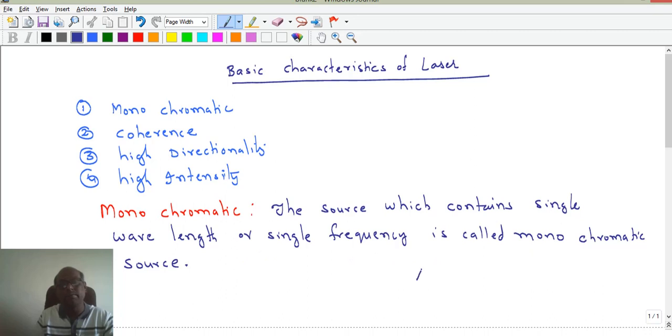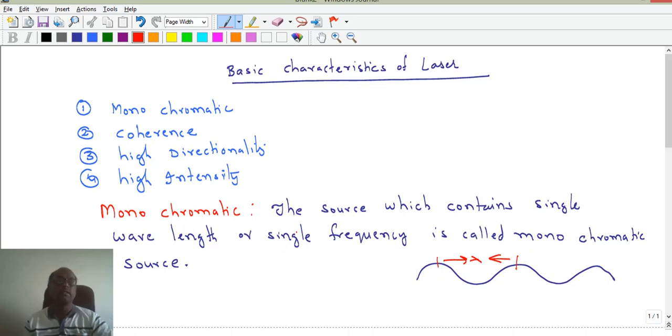I hope you know what wavelength is. Wavelength is the distance between two adjacent troughs or adjacent crests, or the distance between two similar points. Right? So it should have a single wavelength or single frequency. Then only we can call it a monochromatic source. So the examples of monochromatic source are laser, as well as the other thing we know, the sodium vapor lamp.